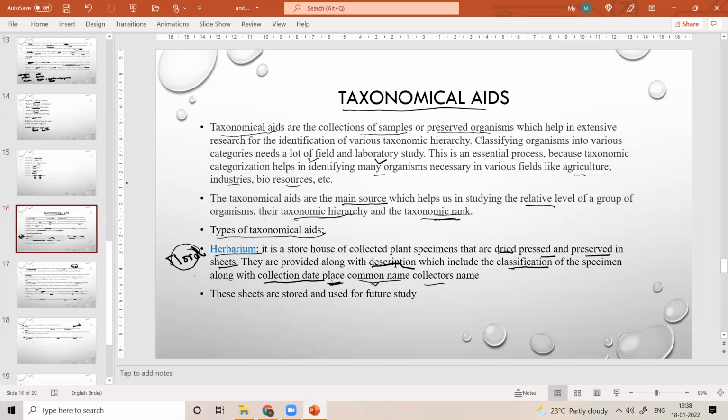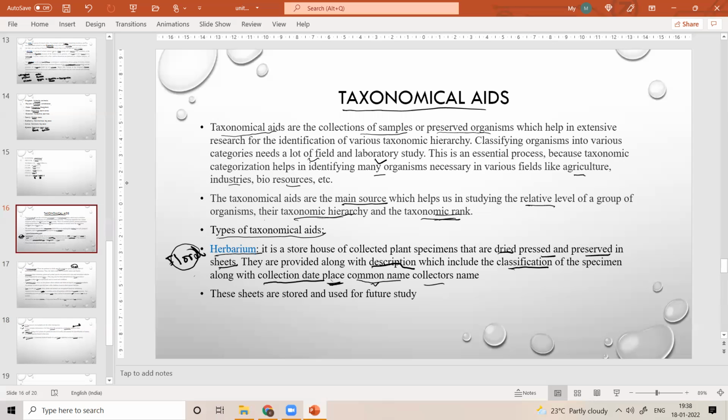So these are the taxonomic aids. Taxonomic aids are nothing but a way to preserve and store biological samples, so that further studies are possible. That makes it easy to understand different organisms, and is also helpful to classify related organisms that are newly recognized. Taxonomic aids are the main source which helps in studying the relative level of groups of organisms.